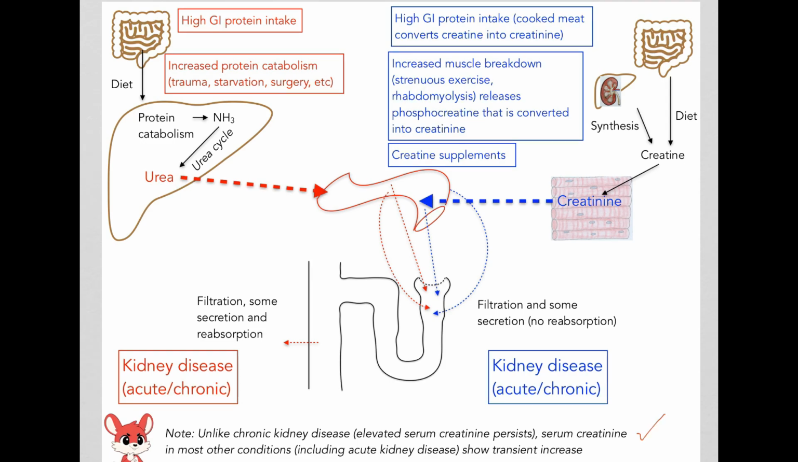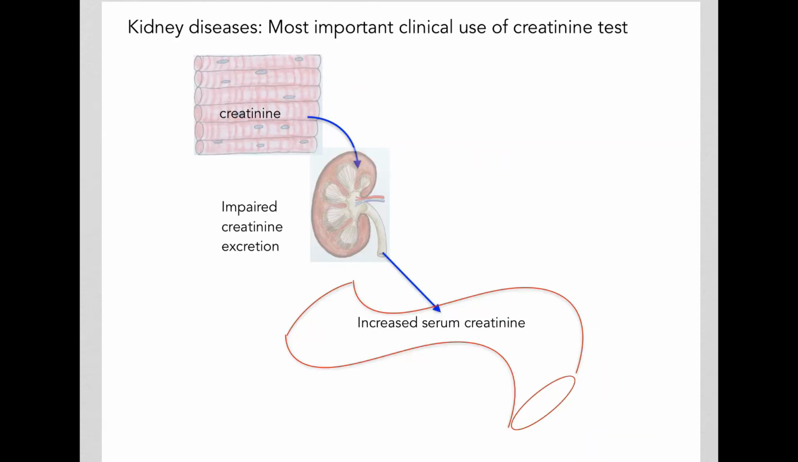Now, an important point to note is that in chronic kidney disease, the creatinine concentration remains elevated, while in acute kidney disease or in any of these other conditions here, the creatinine levels temporarily increase, but eventually they will come back to normal levels once the condition subsides. So as mentioned earlier, the most important clinical use of creatinine is in kidney diseases.